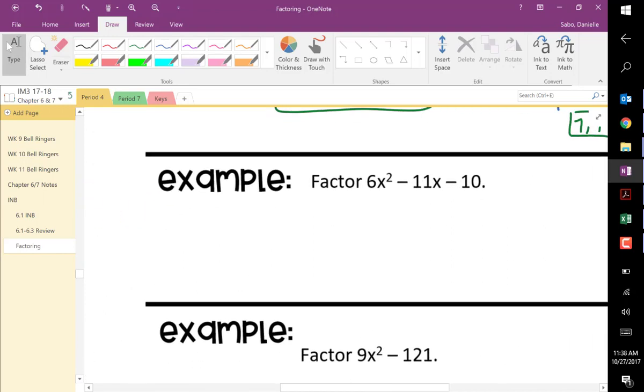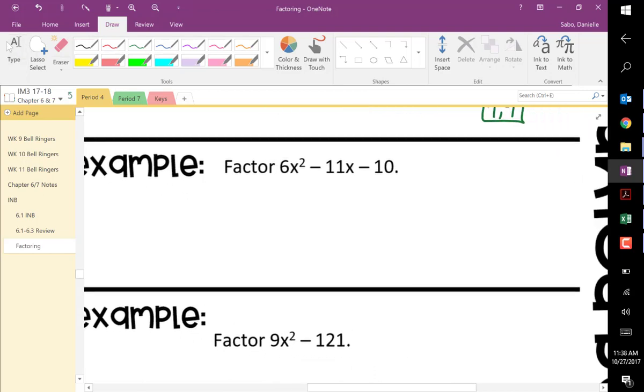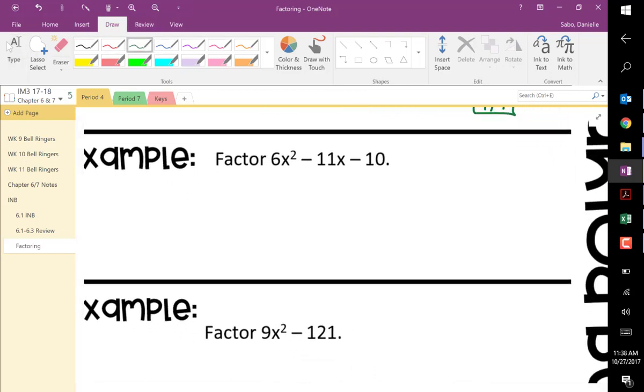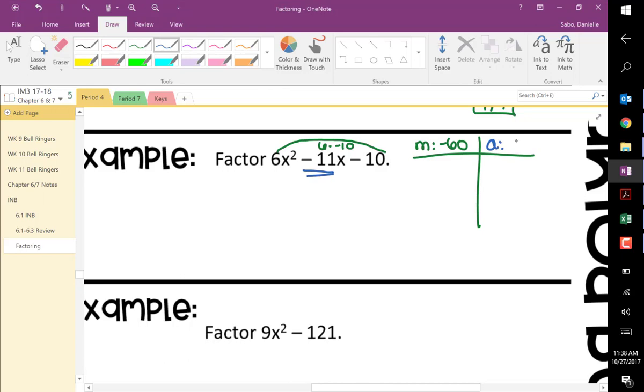So this is the one everyone's like, I need more practice on this one. So make sure that you're really focused. And I'm sorry you don't have a lot of room. Just try your best to write a little bit smaller today. Okay. We still do the same thing. What multiplies to 6 times negative 10, which is what? Negative 60. Very good. But then it adds to what number? Good. Adds to negative 11. Do you have questions on that part?